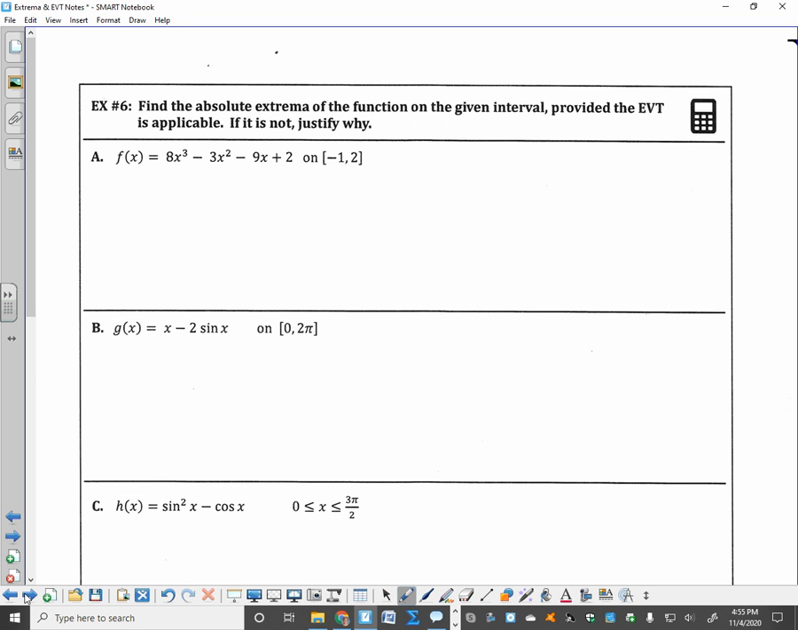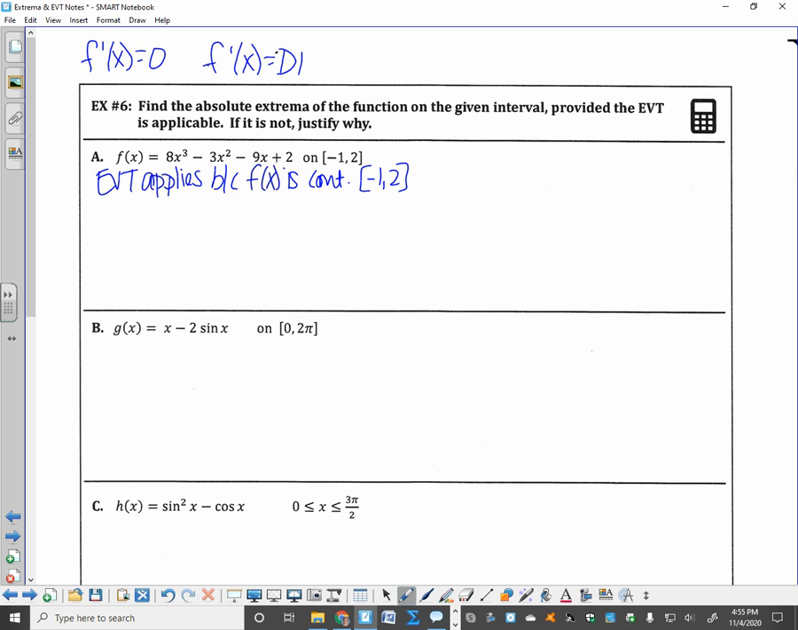Okay, so first I'm going to say that the EVT applies because f of x is continuous on the closed interval -1 to 2. Now, I need to find my critical values. Critical values occur where the derivative equals 0. Those are tops and bottoms of humps, naturally, where maxes and mins occur. But also where your derivative does not exist, because those are sharp turns and cusps.